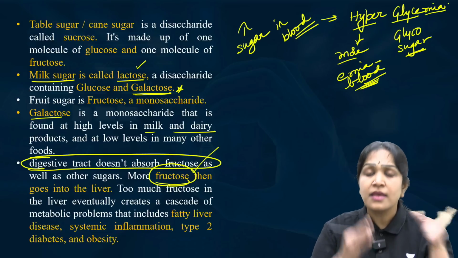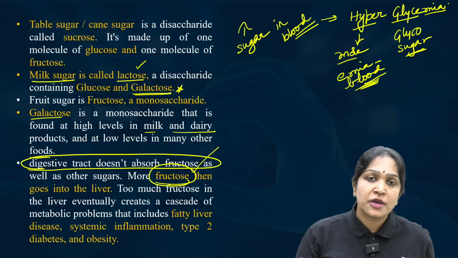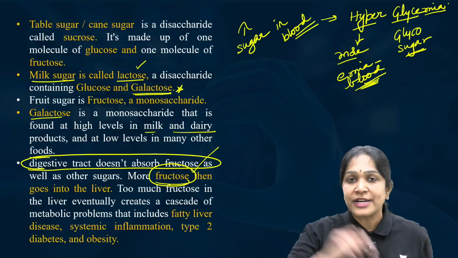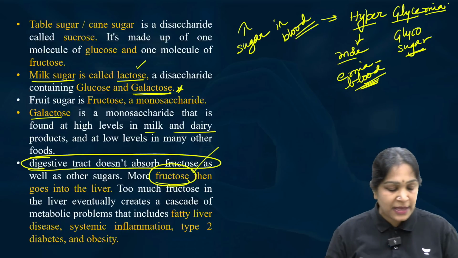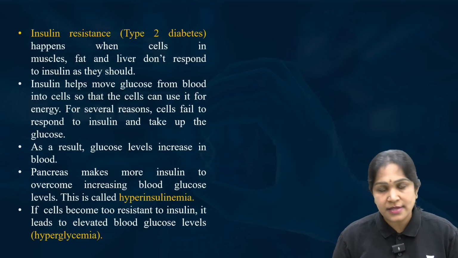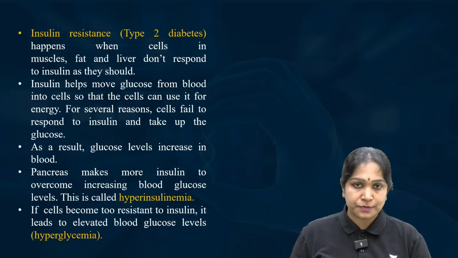Hyperglycemia. Why? Because the digestive system cannot absorb it. If the digestive system cannot absorb the fructose, where does the fructose go? It will go into the blood. So the blood sugar levels will increase, hyperglycemia. So it will lead to type 2 diabetes and other problems. That is the reason why fructose is the worst sugar that we can consume.